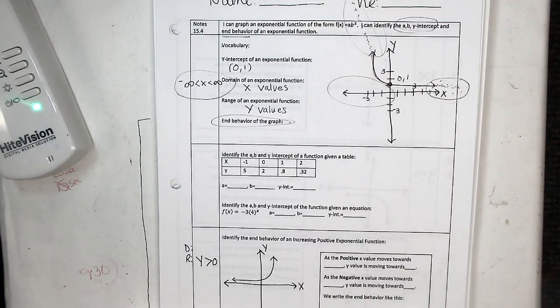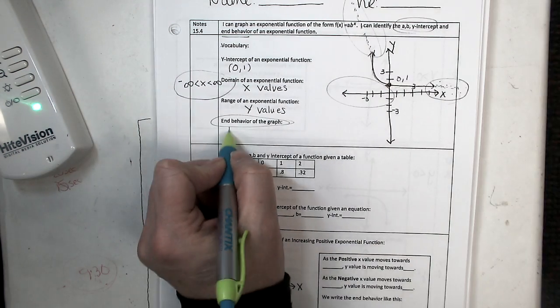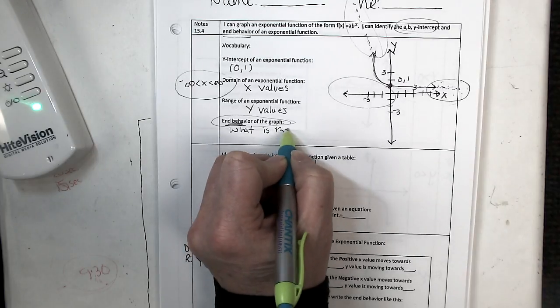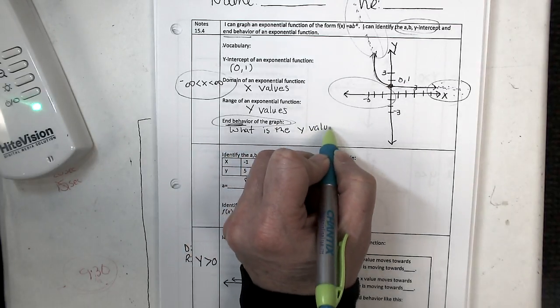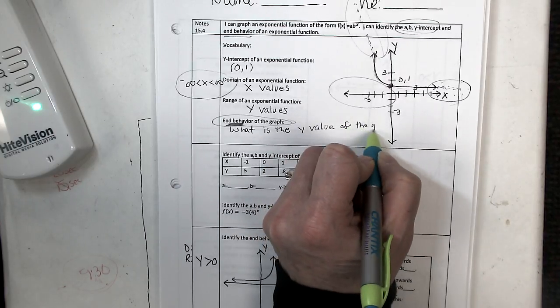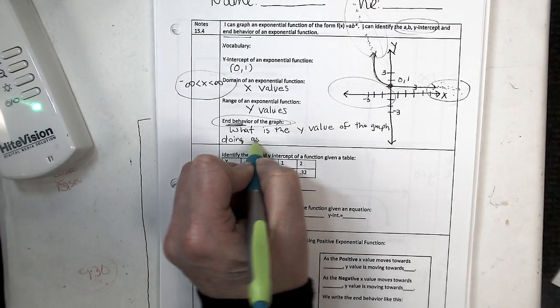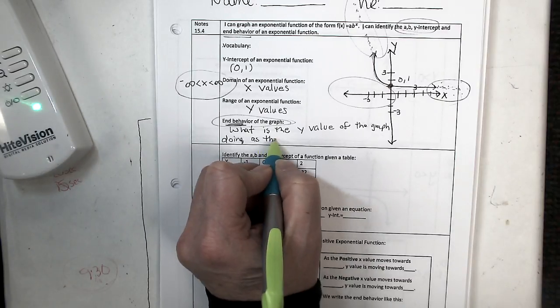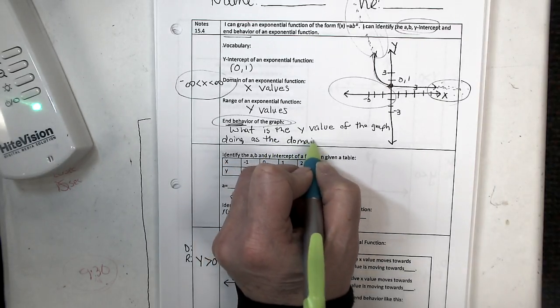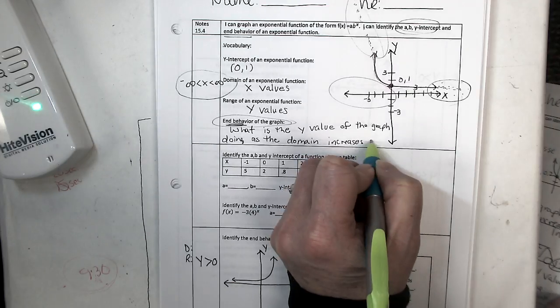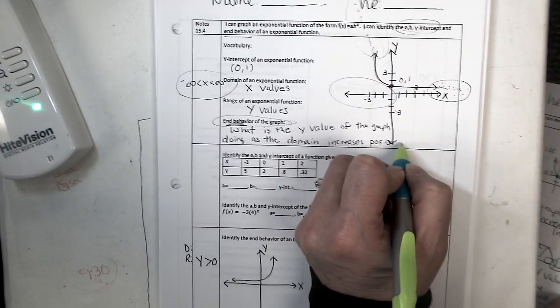So I want you to write this word for word, so I'm going to write it word for word too. It says: what the end behavior is, what is the y value of the graph doing as the x, or as the domain, increases into positive infinite and negative infinite. As you're writing that down, go ahead and finish it.